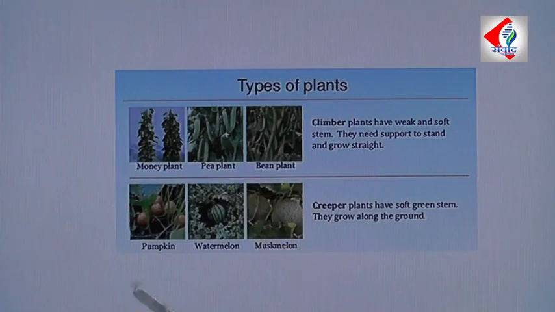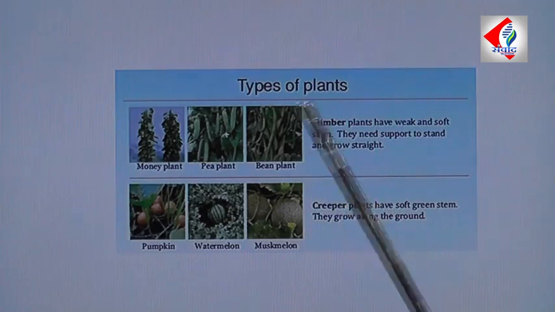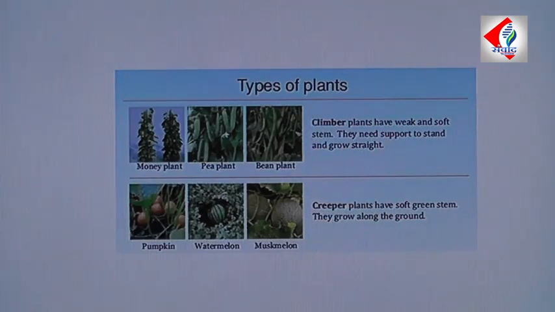You can see some very common examples I have given you. You can see a money plant, a pea plant, and then a bean plant. There are several other examples, but these are just a few which I have given you.